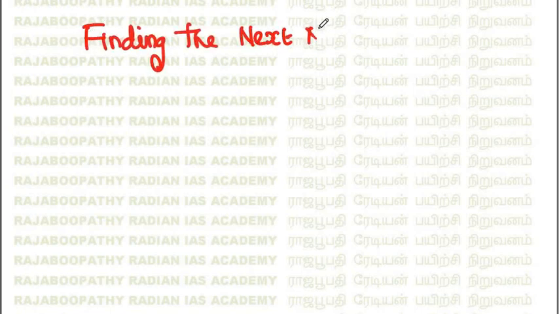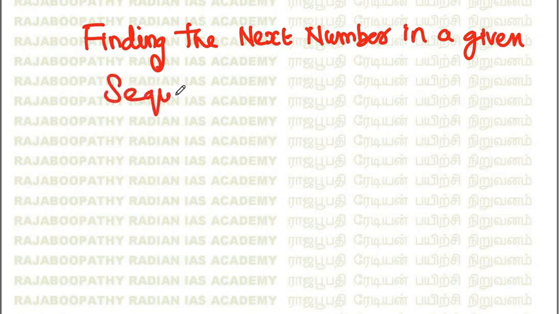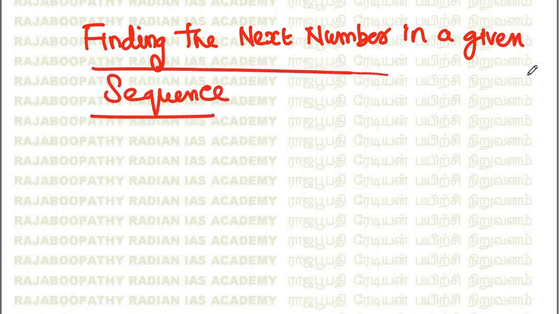Finding the next number in a given sequence. What do you mean by sequence? A sequence is a set of numbers written in some specific order. It follows some order. The sequence can be alphanumeric. Numeric means using digits, numbers. Alpha means alphabets. There are some sequences using both alphabets and numerics.